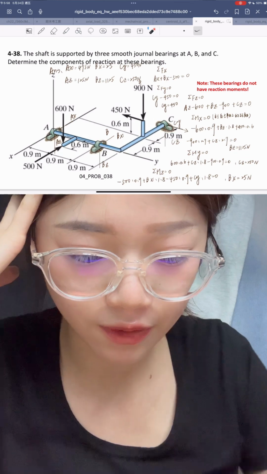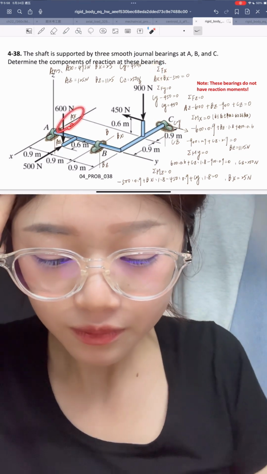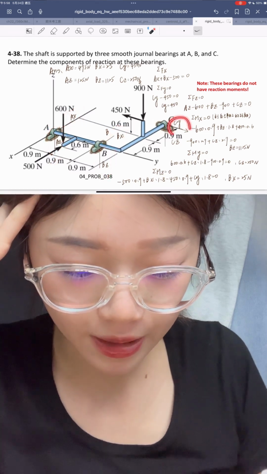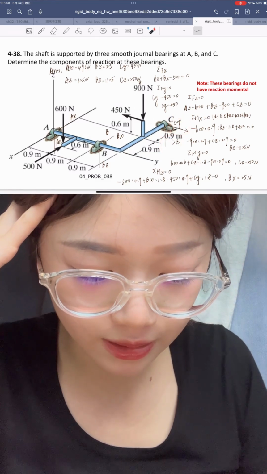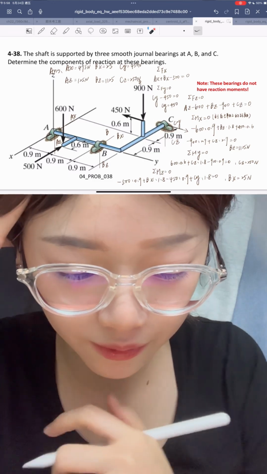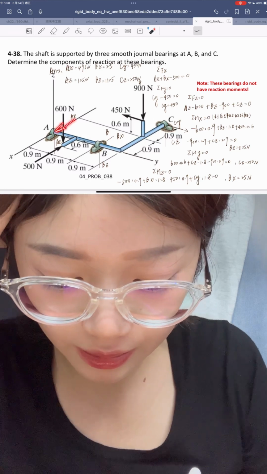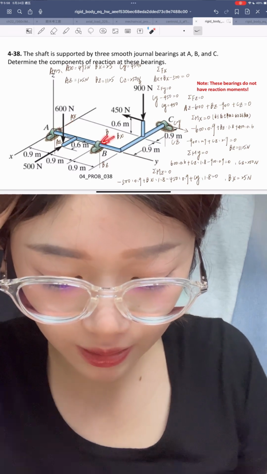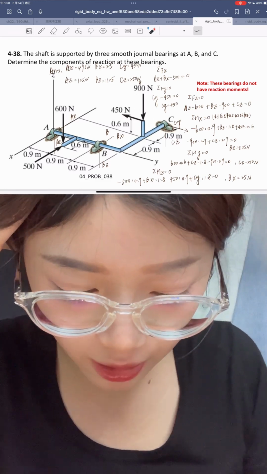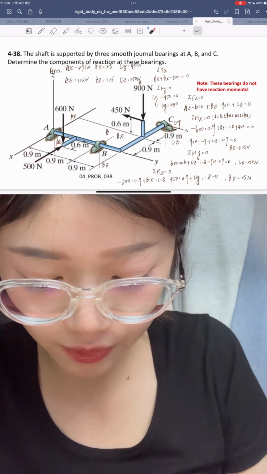So the first thing with the rigid body is the sum of forces in x. I have to draw the AX, AZ, and BZ, BX, and CY with the CZ. So we start to calculate it. And the summation of Fx here is AX plus BX and minus 500, because here is the direction for minus.